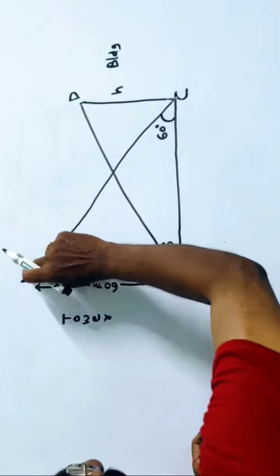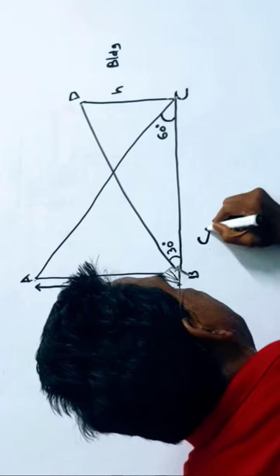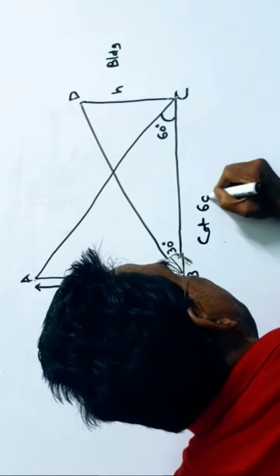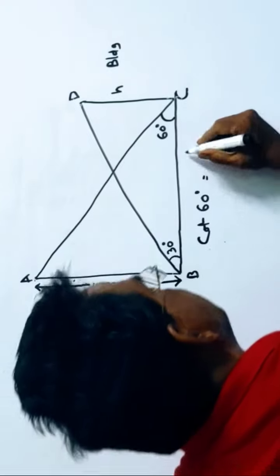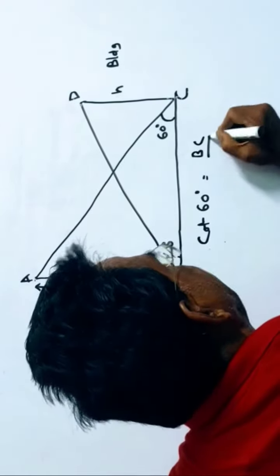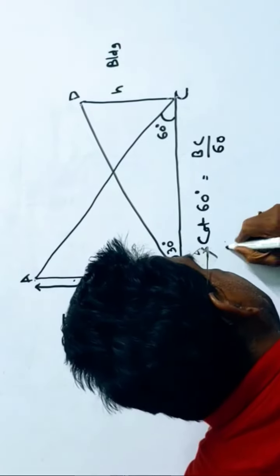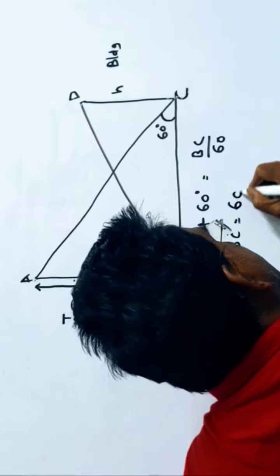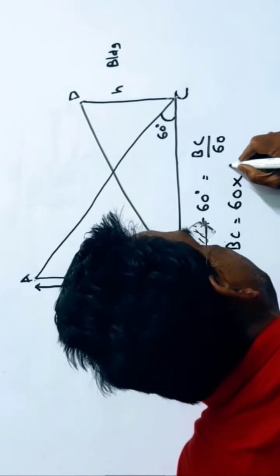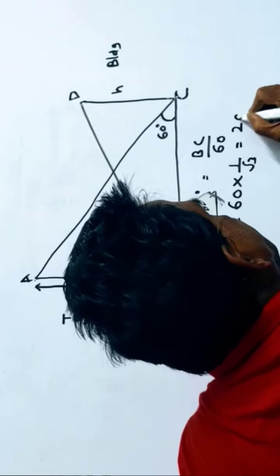Friends, in triangle ABC, cot 60 is equal to adjacent side by opposite side, BC by opposite side 60. So friends, BC is equal to 60 into cot 60. 60 into cot 60, which is 1 by root 3. This is equal to 20 root 3.